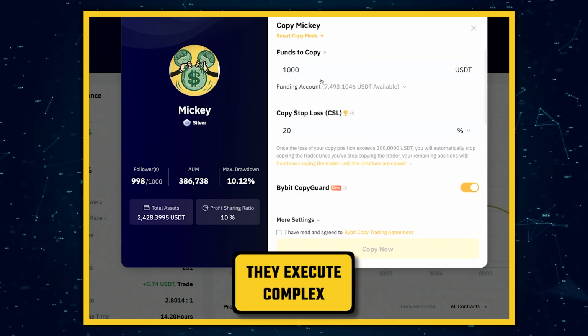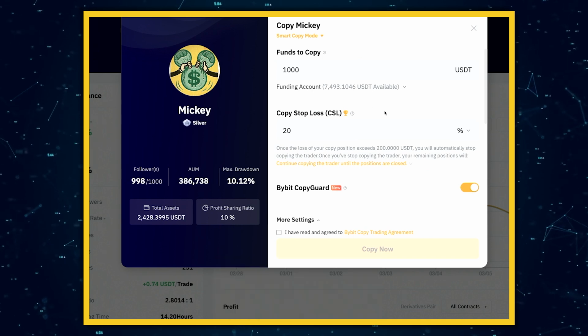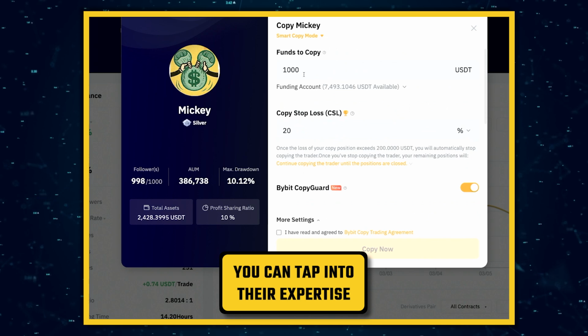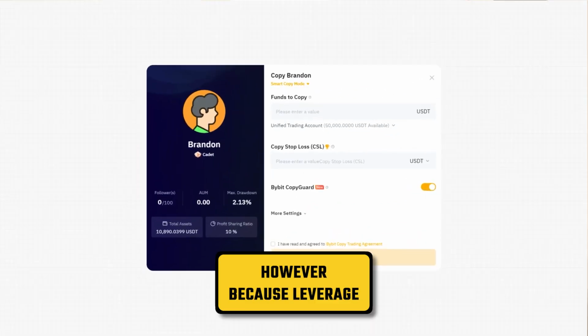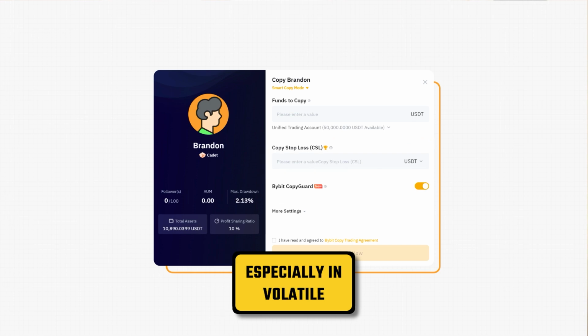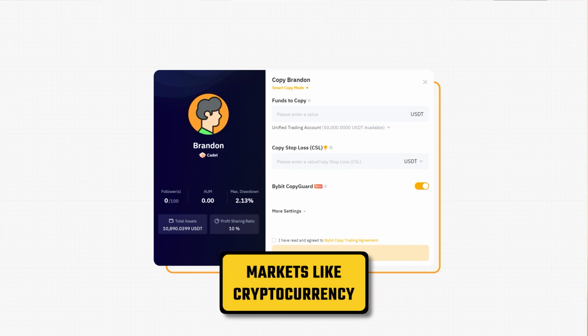They execute complex strategies to maximize returns, and by copying their trades, you can tap into their expertise. However, because leverage is involved, it's crucial to be aware of the higher risks, especially in volatile markets like cryptocurrency.